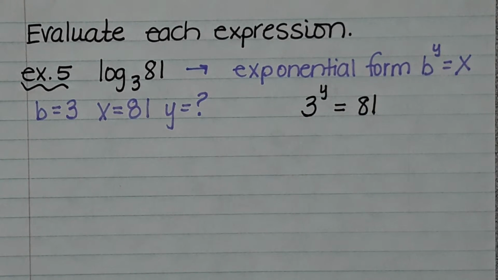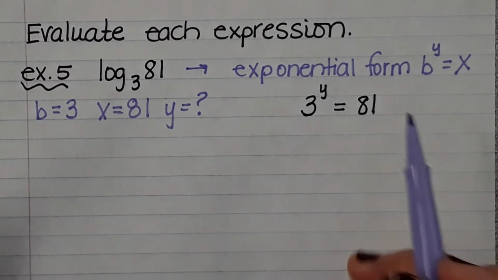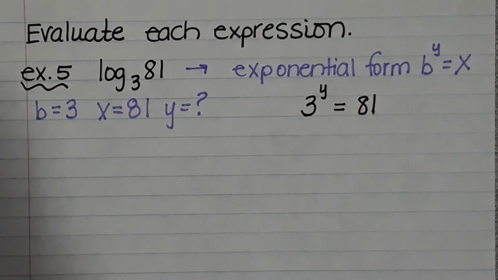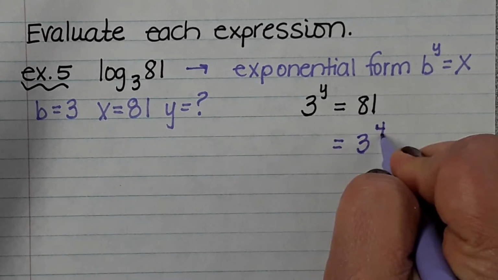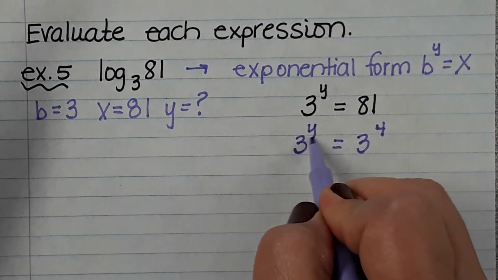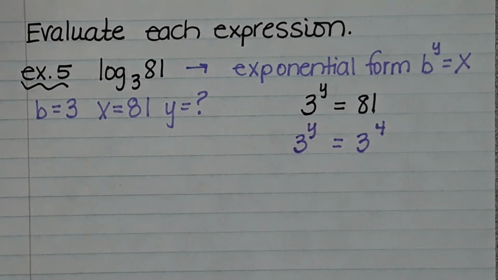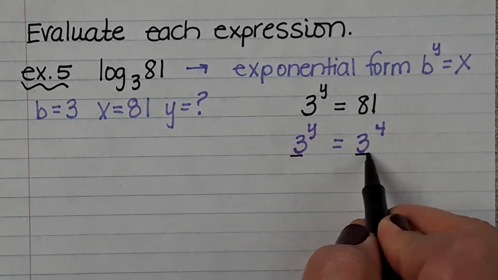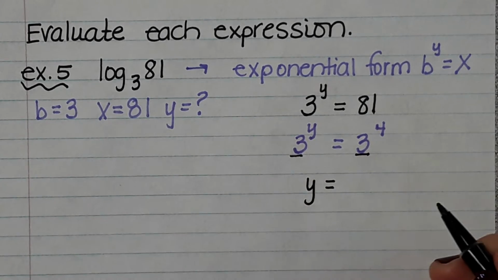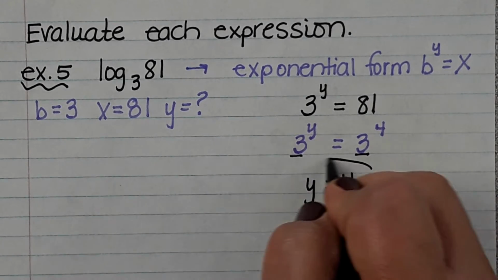Now, it looks like a problem that we did for the test yesterday. So we have to make 81 and 3 be the same base. So 81 can be rewritten as 3 to the what power? 4. It is to the 4th power, right? 3 times 3 is 9, 9 times 9, yes, it is to the 4th. Okay, so now the bases are the same. So y equals 4, and that's my answer.